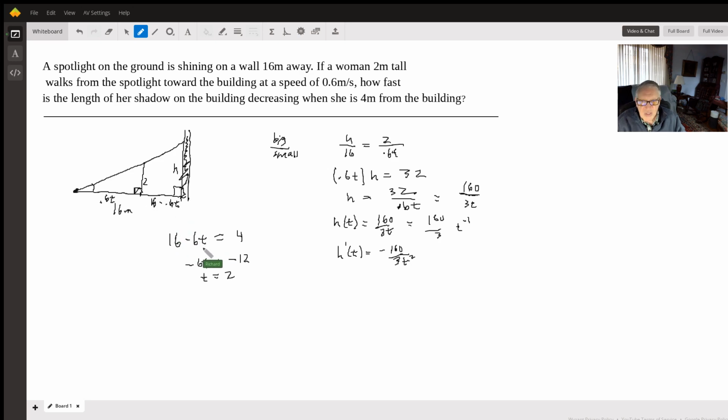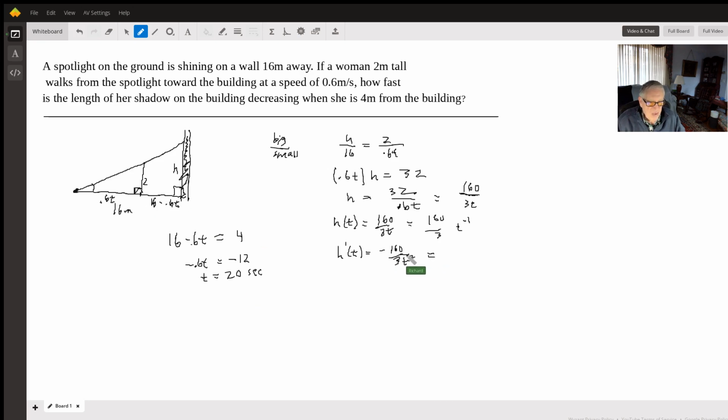16 minus 0.6t, 0.6t, sorry about that. Negative 12 divided by 0.6 is going to be 20 seconds. I didn't think she could get that far in 2 seconds. It's 20 seconds. Okay, so now we just plug that in here.